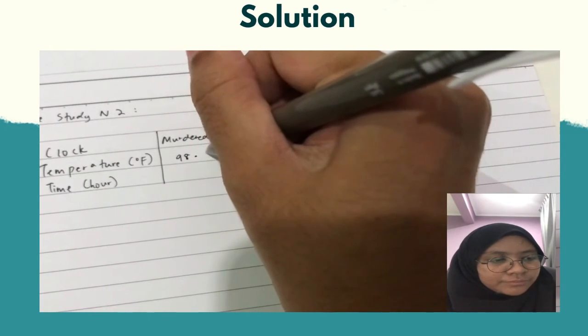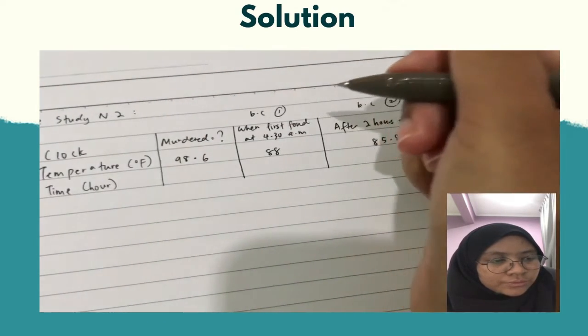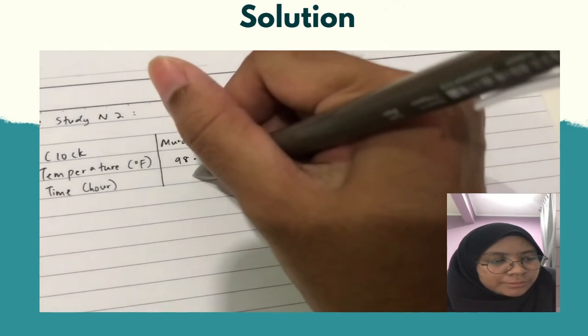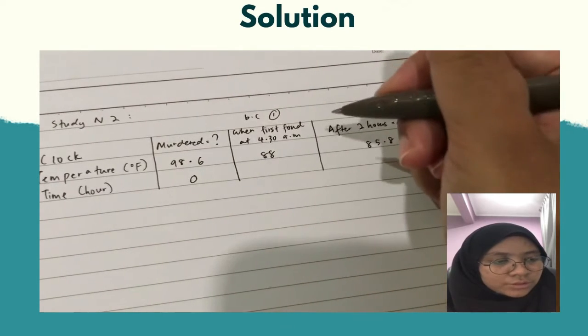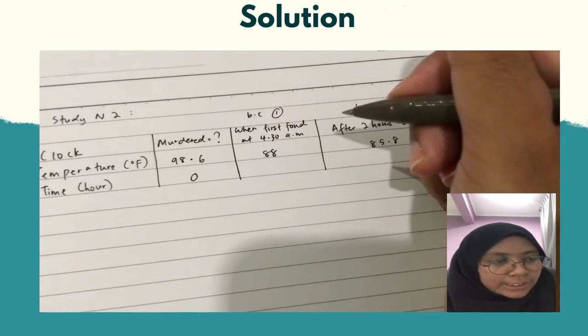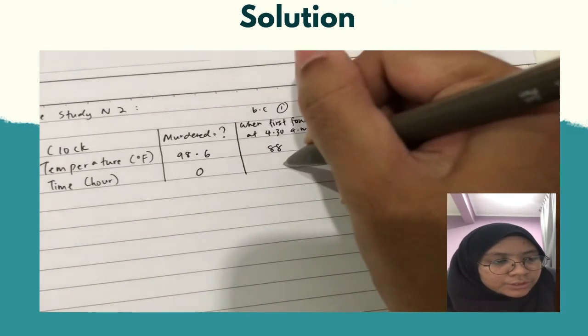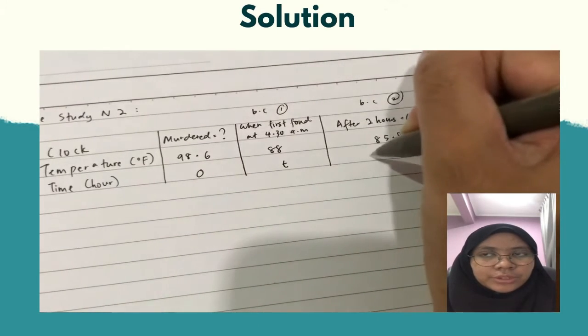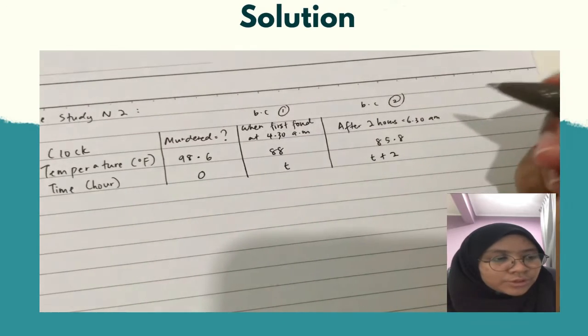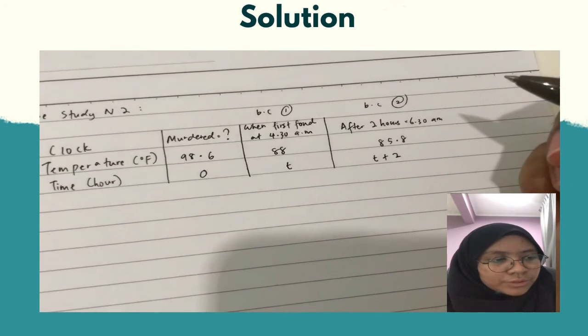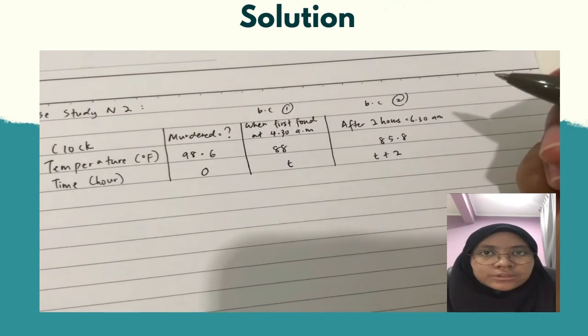And then the time. For when the murder happened, we put 0 because we don't know how long the body has been dead. And here we put T. We put T because we put it as the coefficient. And here is T plus 2. Why is it plus 2? Because after 2 hours. So from here we put T plus 2.